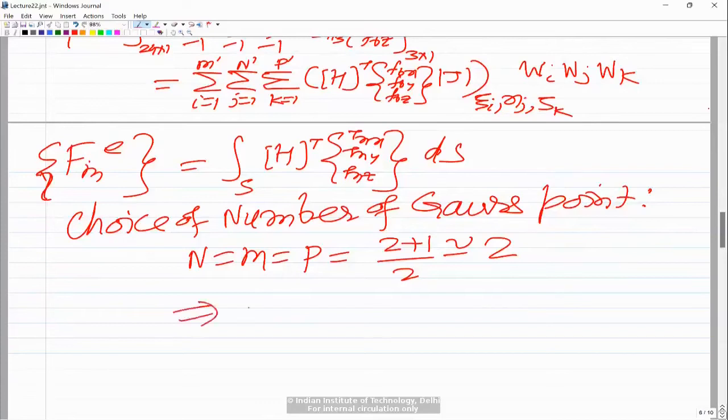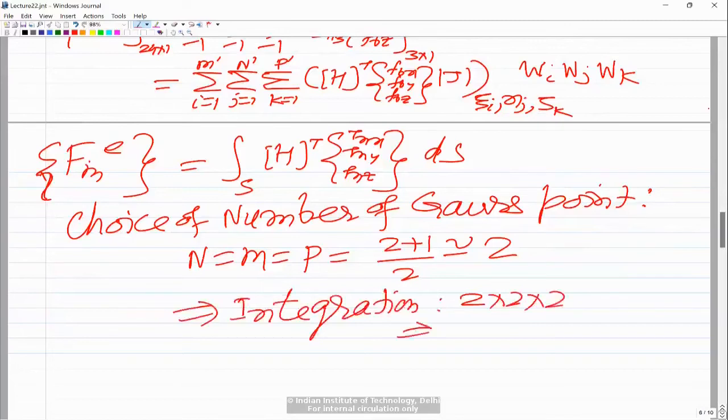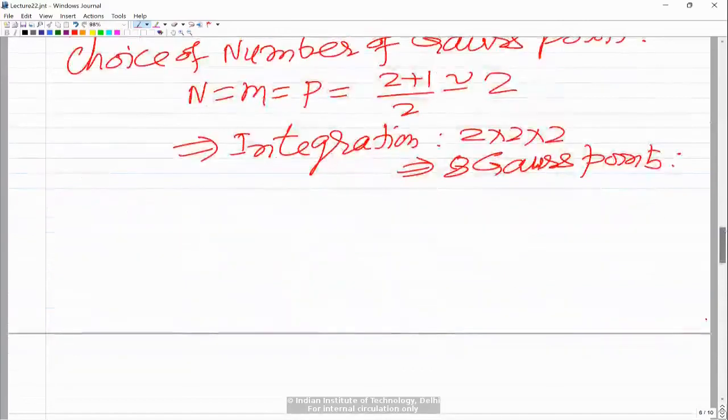So the integration is 2 by 2 by 2. That means a total of 8 gauss points. Total 8 gauss points are going to be there.